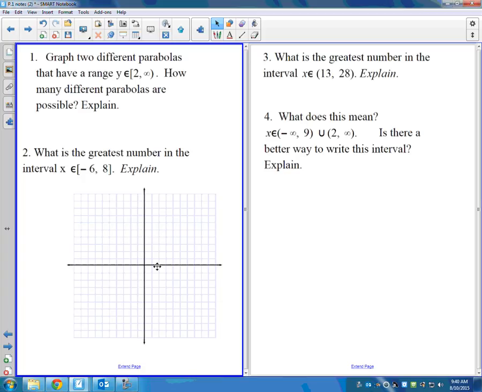Number 2: whoever I call on, I want you to tell me the answer and tell me why that's true. That's what I mean by explain: how do you know, or how did you get that answer? Sabrina Phillips, what is the greatest number in the interval from -6 to 8? What do you think? 8. How do you know?